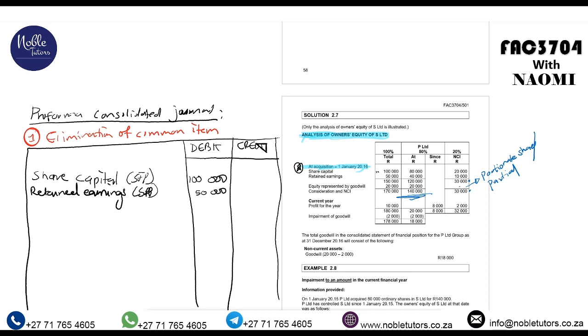And then there's the NCI. With NCI, I'm going to make sure I emphasize this: you're not eliminating NCI. Remember, you're eliminating the investment from the parent side and the equity from the subsidiary, not the NCI. NCI, you are accounting for it. I'm going to say it again: NCI, you are accounting for, and all the other items, like your investment and your equities, are being eliminated. Just make sure you keep that in mind.